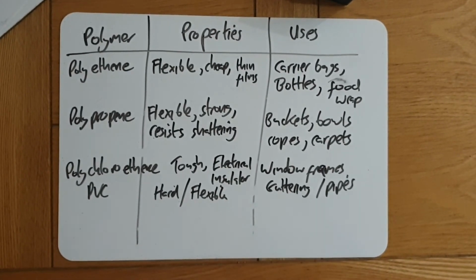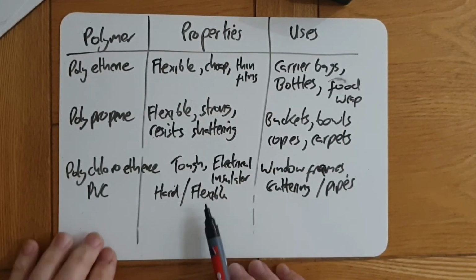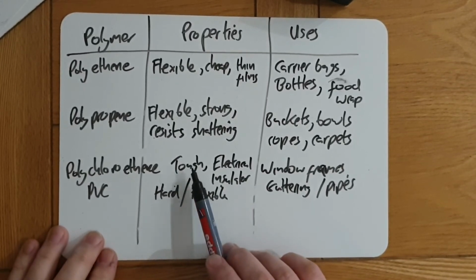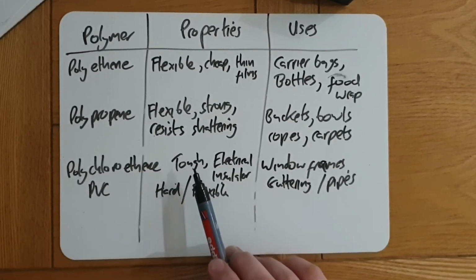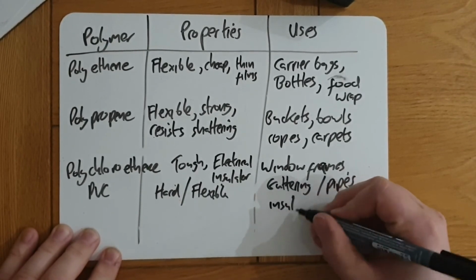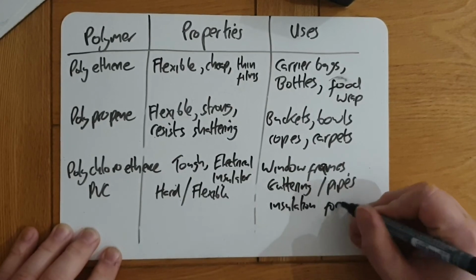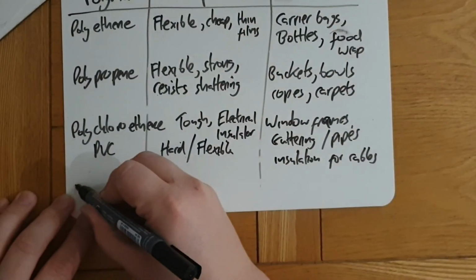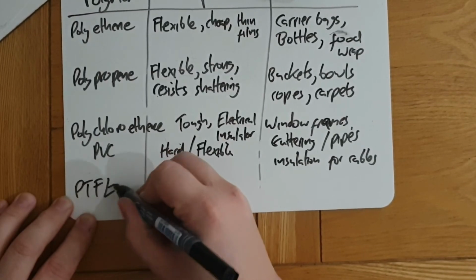So if you think of your cable for like a phone charger or an extension lead or anything like that, you want it to be flexible, you want to make sure it doesn't conduct electricity, but you also need it to be quite hard, quite tough and resistant to damage. So, insulation for cables.